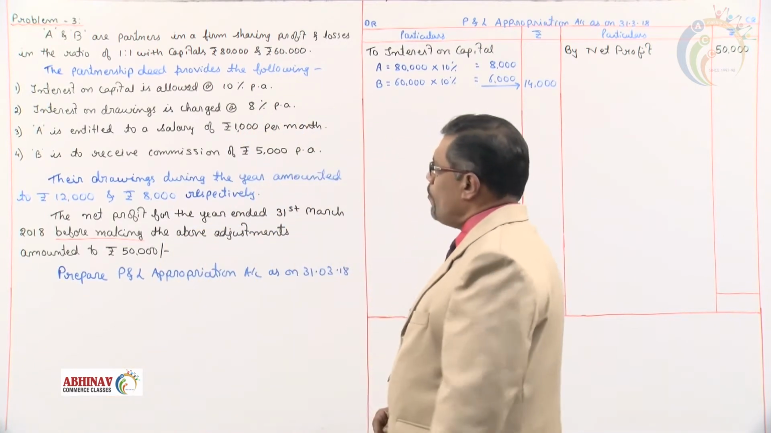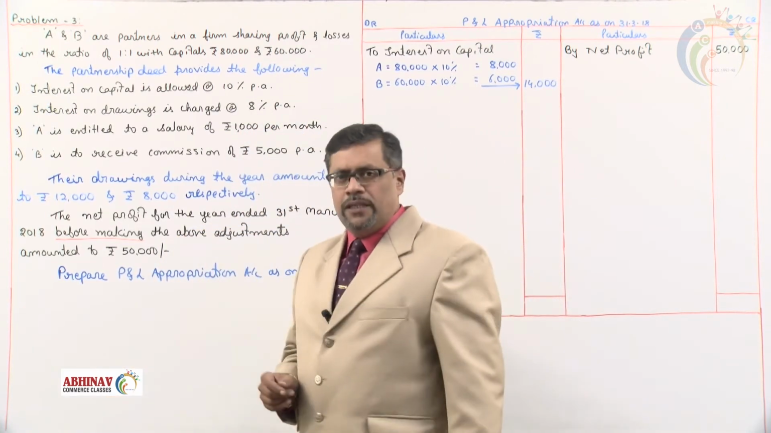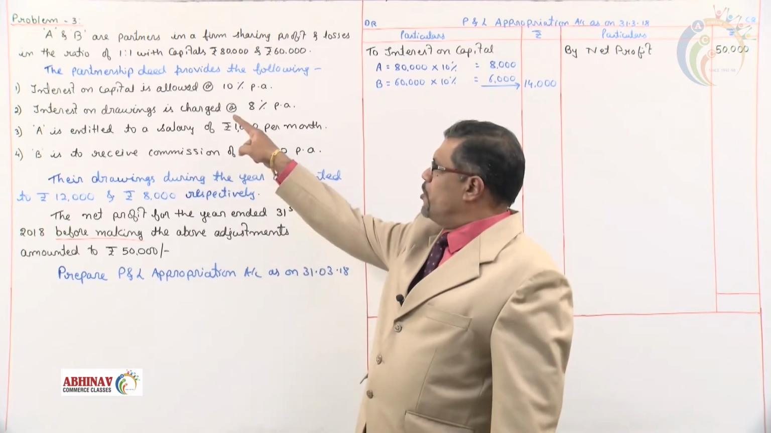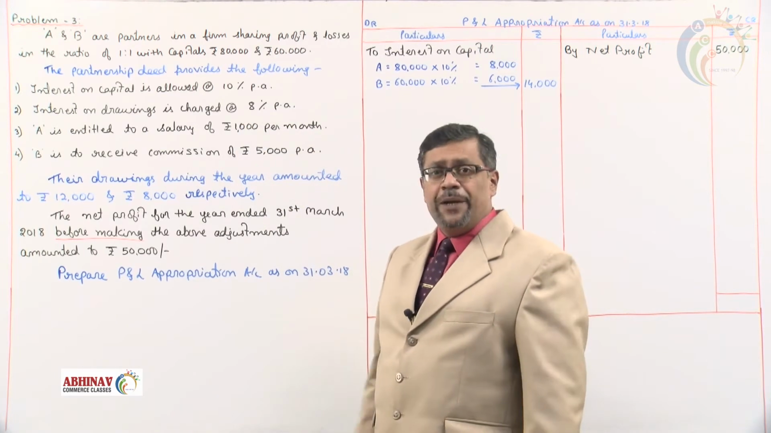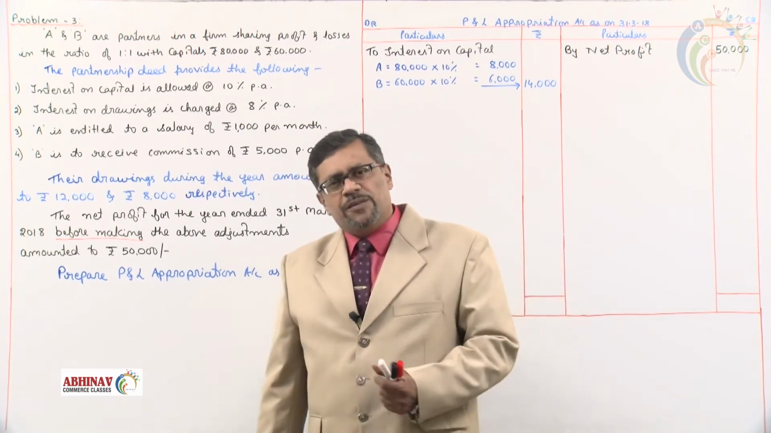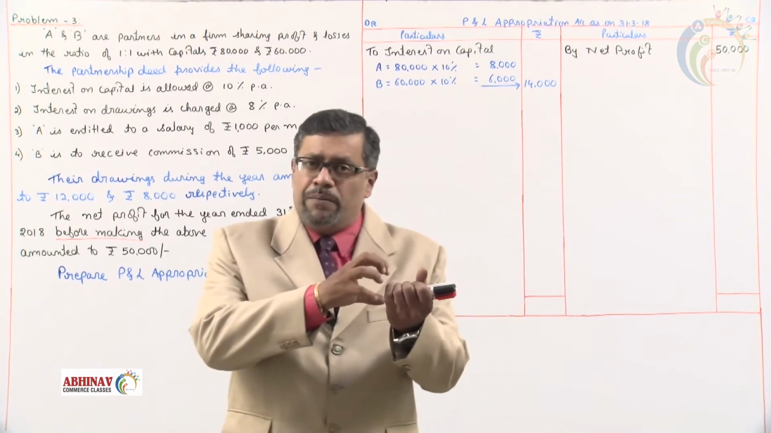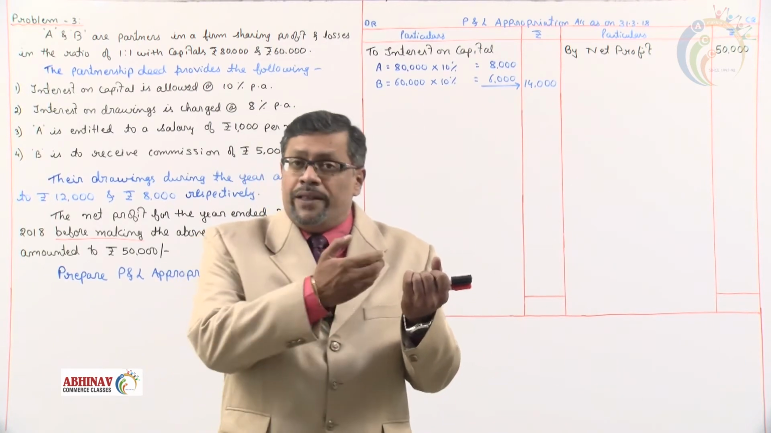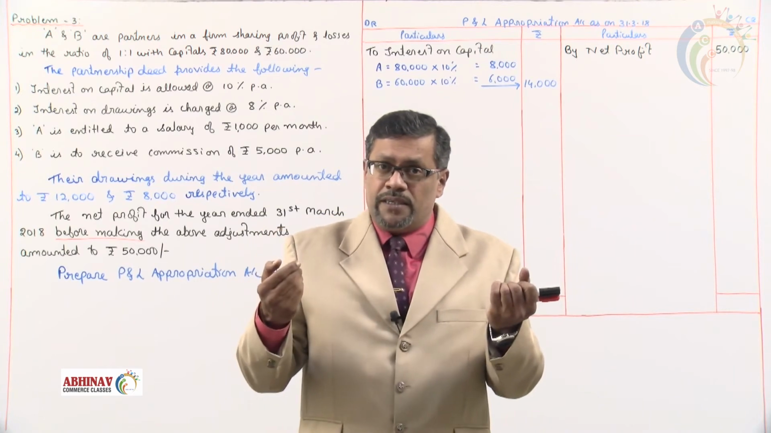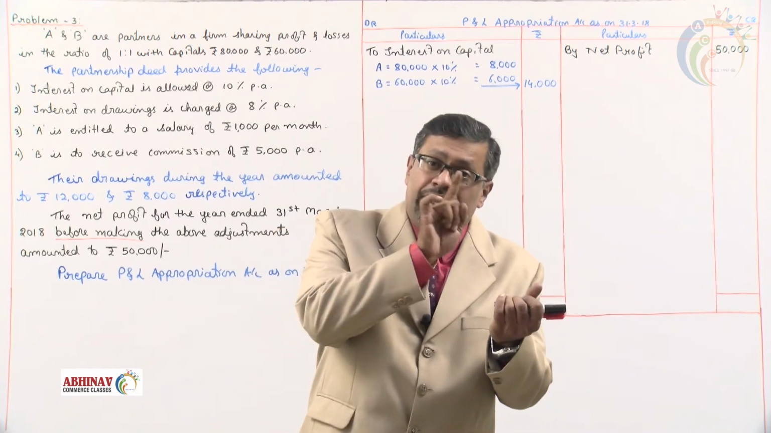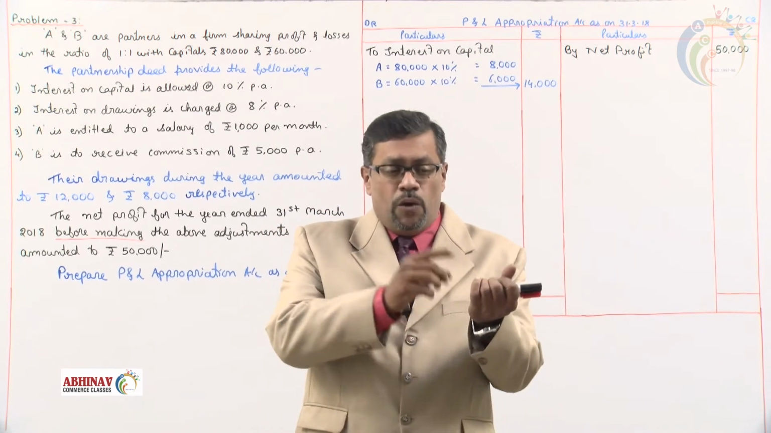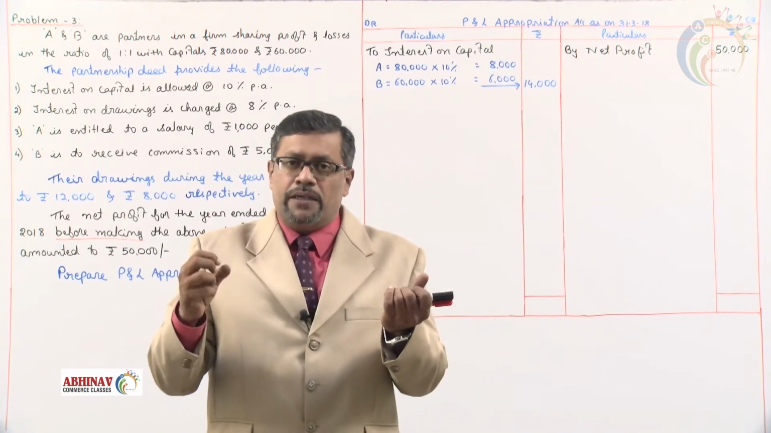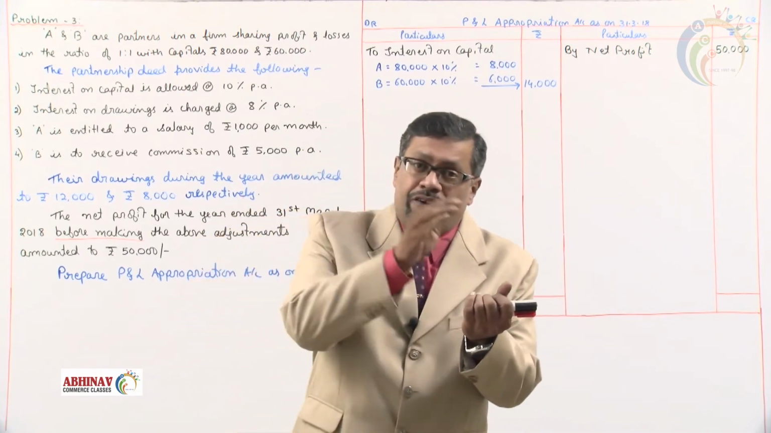Now, after interest on capital, what we have is interest on drawings, which is charged at 8% per annum. Drawings means what? Amount withdrawn by the partners from the partnership firm for their private use. When the amount is withdrawn by the partners, partners should pay the interest to the firm.